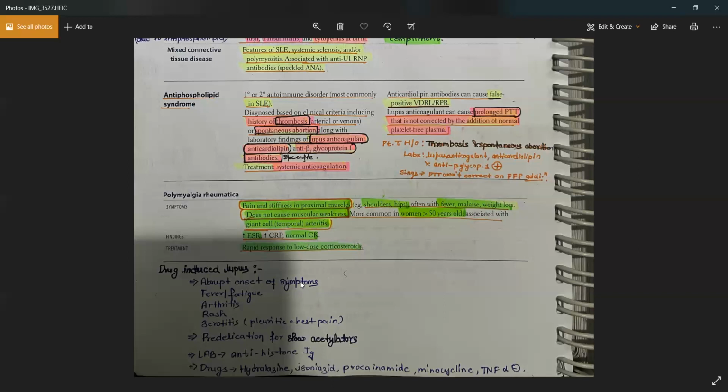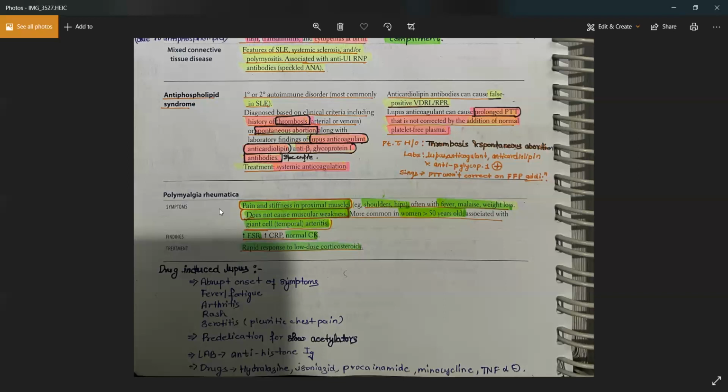All of these four drugs undergo what kind of metabolism? Acetylation, very important. You will have anti-histone antibody positive. You will have fatigue, fever, joint pain, rash, and inflammation of the pleura and pericardium, all the features of SLE, and it would be a male patient. That is the hint you can get.